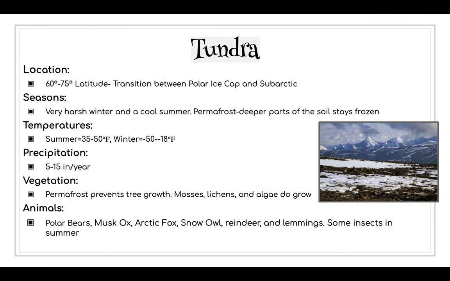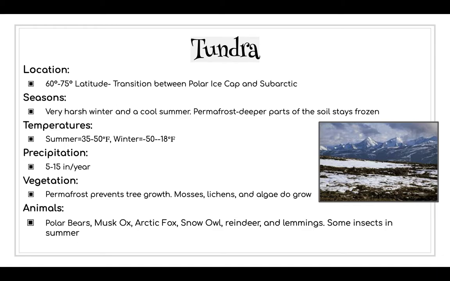Tundra, so going a little bit farther north. So this is 60 to 75 degrees latitude. So this is kind of the transition between the polar ice cap and the subarctic. It's almost always winter there too. Okay, so very, very harsh winter, very cool summers. Permafrost is deeper, so in the deeper parts of the soil, it stays frozen.